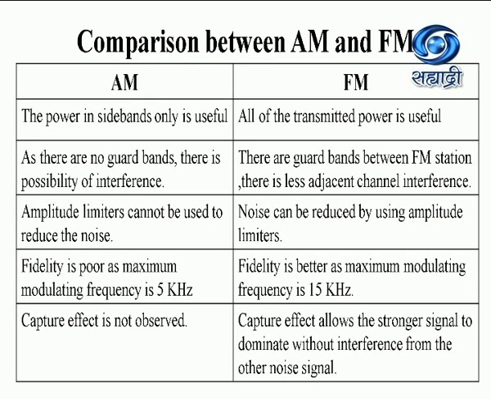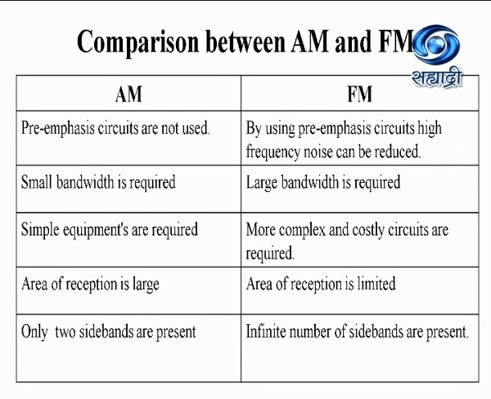In AM, fidelity is poor as the maximum modulating frequency is 5 kHz. In FM, fidelity is better as the maximum modulating frequency is 15 kHz. That's why the modulating frequency is greater than the AM modulating frequency. In AM, the capture effect is not observed, but in FM, the capture effect allows the stronger signal to dominate without interference from other noise signals. In AM, pre-emphasis circuits are not used, but in FM, by using pre-emphasis circuits, high frequency noise can be reduced. In AM, small bandwidth is required.